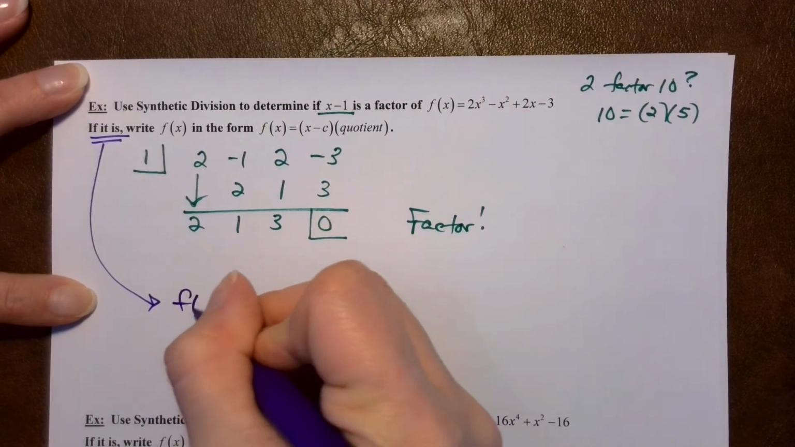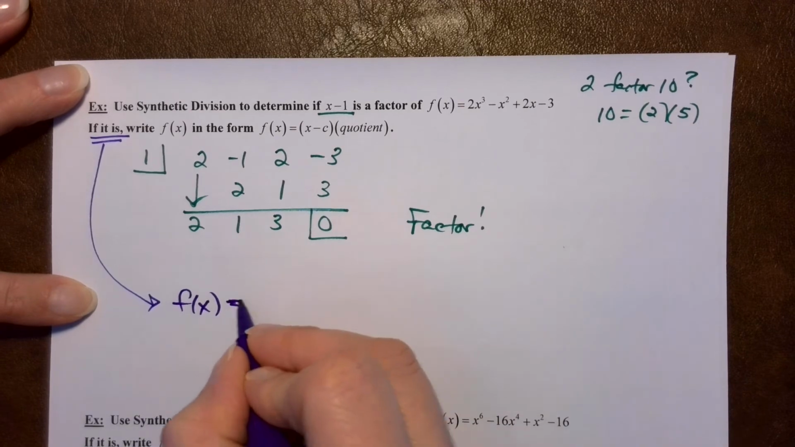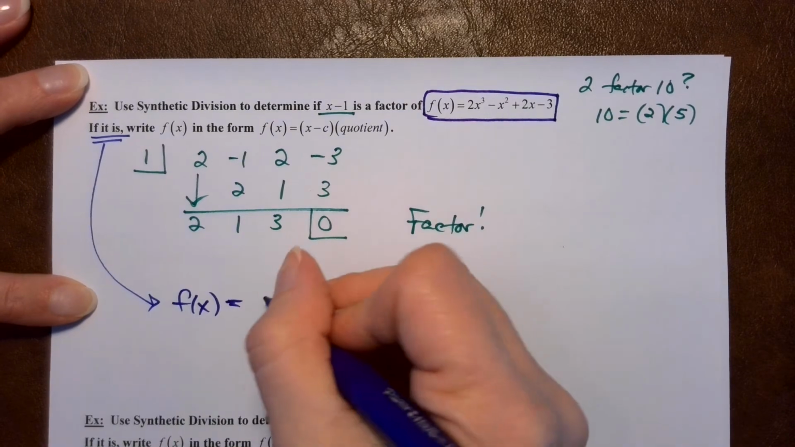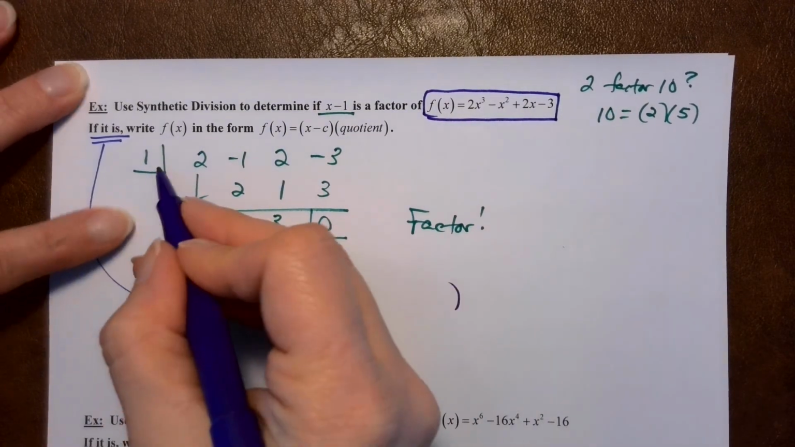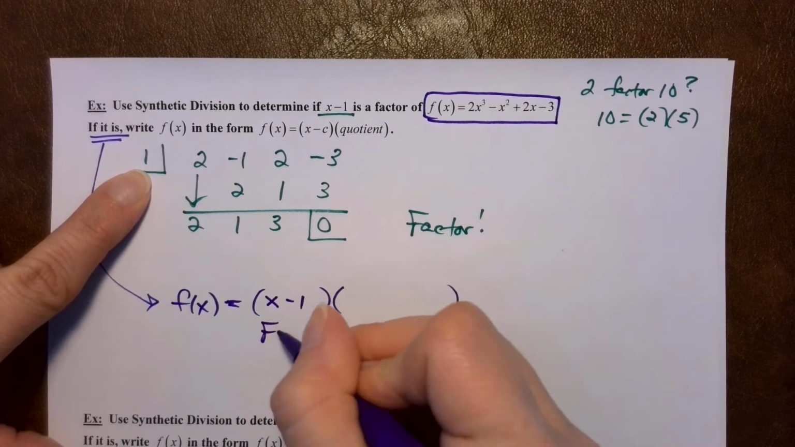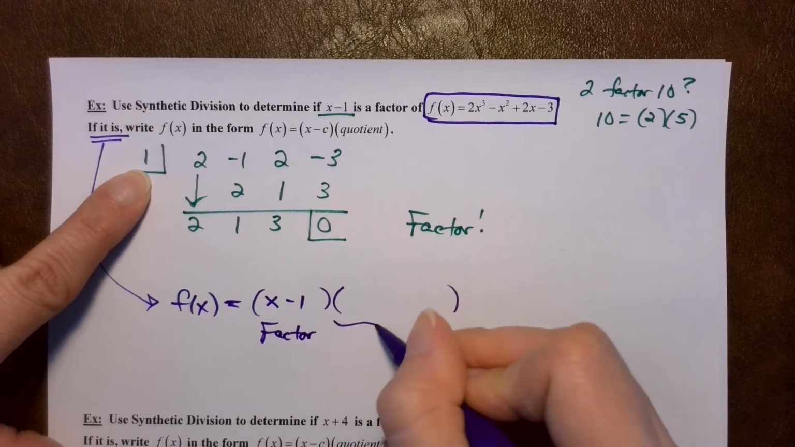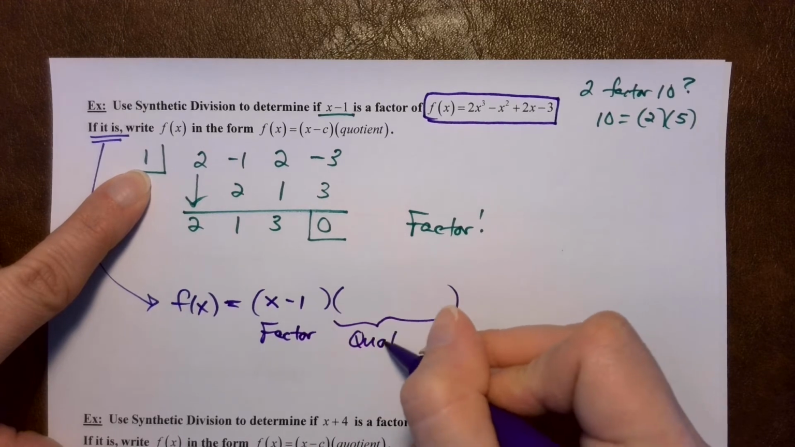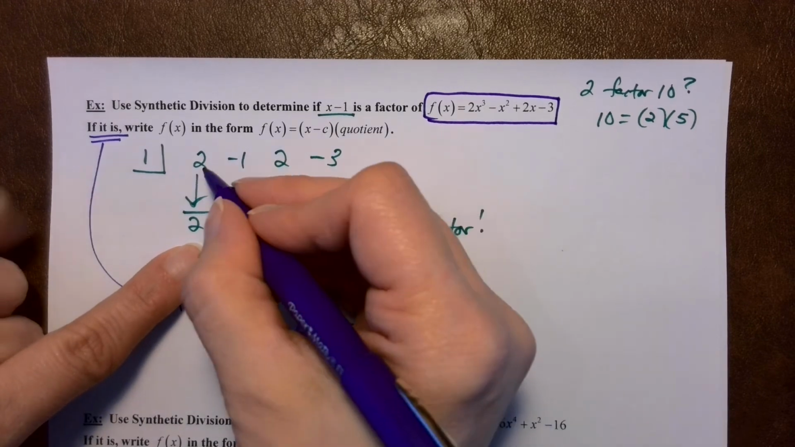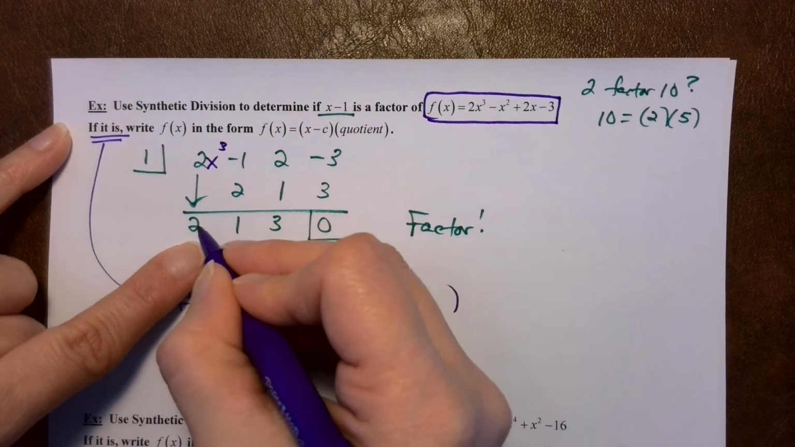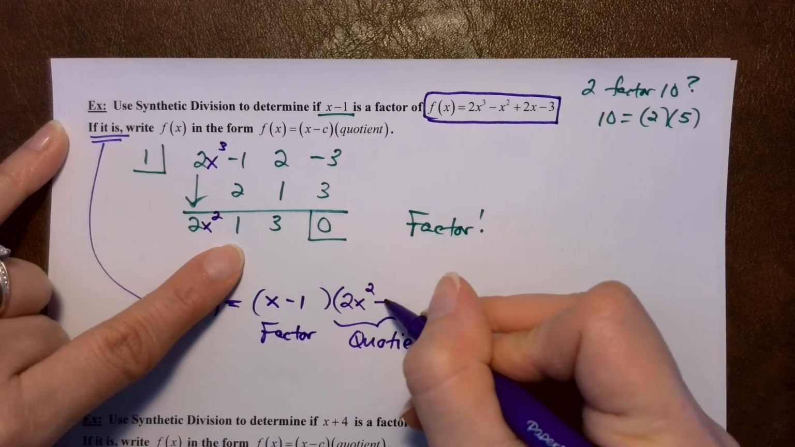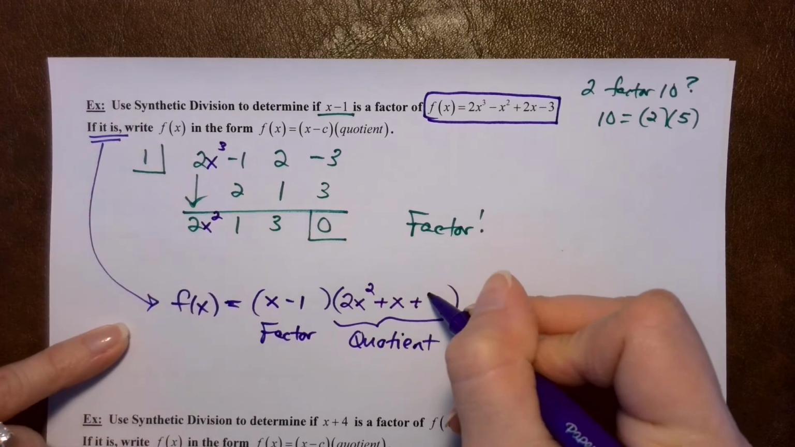Okay, what is f of x equal to? Well, I know that f of x was a cubic, but now I'm going to write it in factored form. Okay, x minus 1 was the factor. So here's the factor that we found. And then here is where you put the quotient. The quotient is the thing that you found after dividing. This problem started with the third power, so this is going to be 1 less. 2x squared plus x plus 3.